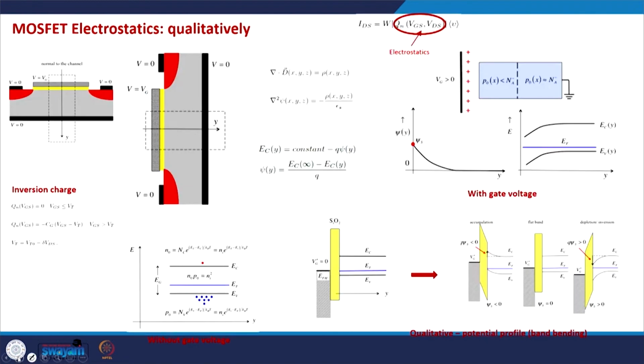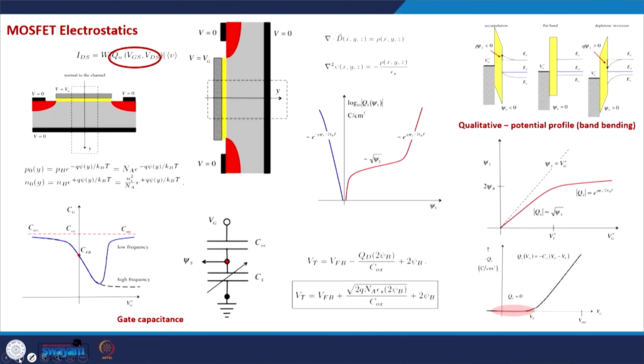Then we went to understand the MOSFET electrostatics. First, the conventional MOSFET electrostatics. We had a detailed discussion on the charge in the semiconductor as a function of the semiconductor potential, the relationship between the semiconductor potential at the interface and the gate voltage, and the relationship between the mobile charge and the gate voltage. We could also understand the notion of the threshold voltage, which is the gate voltage at which the inversion happens.